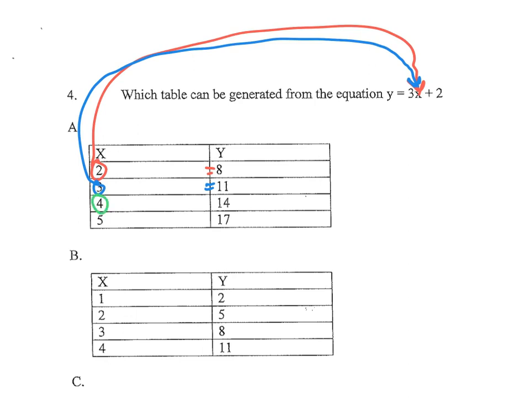Now I'm going to take 4. Take my 4, plug it in over here. 3 times 4 is 12, plus 2 more gave me 14. This is working out really well so far. We may have already found our answer.